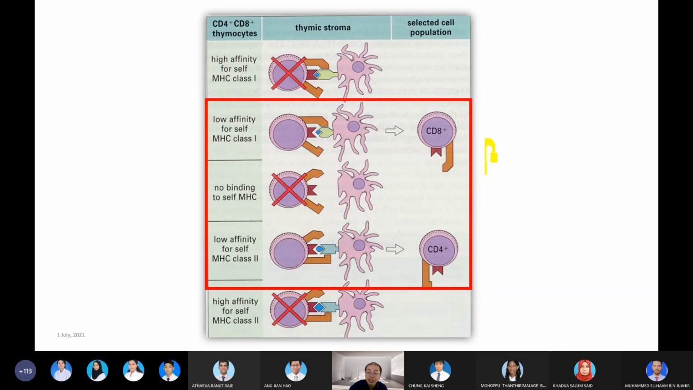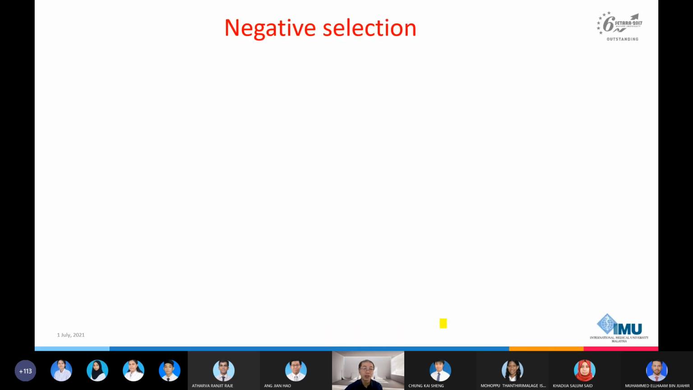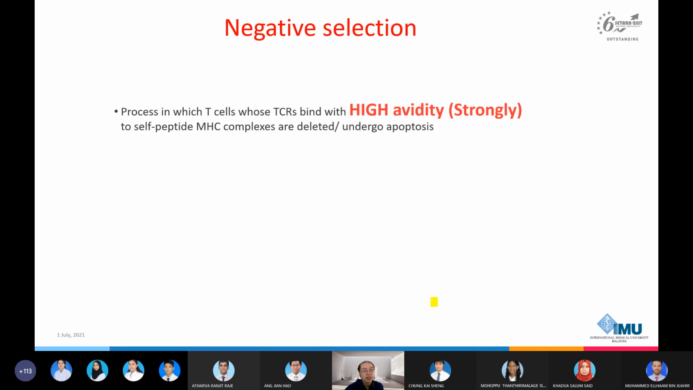So positive selection is indicated here in the red dots. Low affinity. They need to at least pass, because here, as you can see, there is no binding to self-MHC. What's the point? You can't even pass the basics. So what happens? They die by apoptosis. Then how about these two? These two will be covered in negative selection.